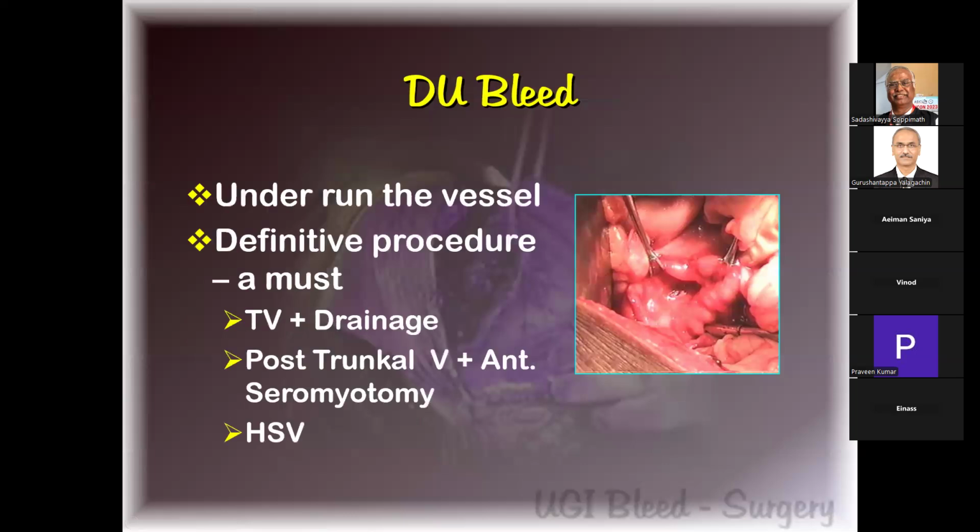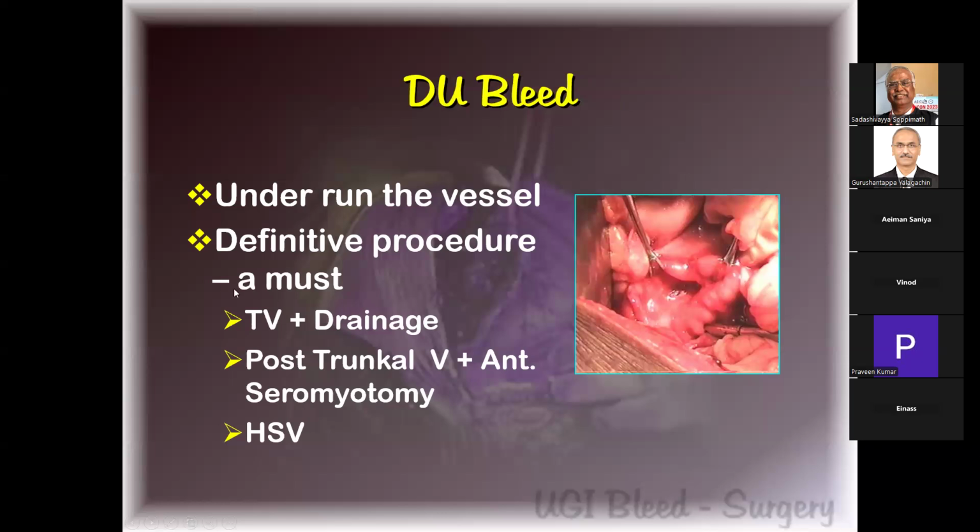Okay, no time. You have to underrun the vessel. If it's posterior also, you do an anterior rent. In other words, a duodenectomy, underrun the vessel. But a definitive procedure is a must. That is the important difference, okay? Otherwise, the rebleed rates are very high. Remember, you can't depend on PPI for this.